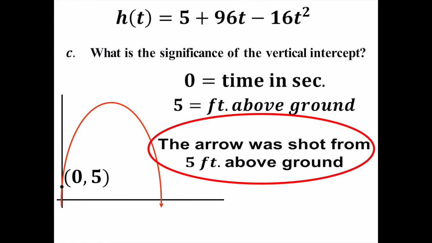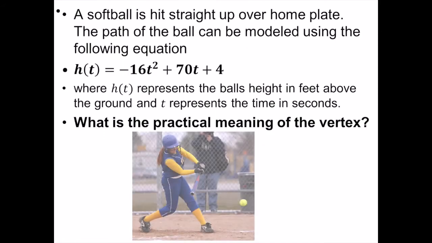All right, we're going to bring in one more real-life example here, and that way we can get a little more practice on it. A softball is hit straight up over home plate. The path of the ball can be modeled using this following equation. H of t represents the height in feet above the ground, and t represents the time in seconds. So that's important. You need to find what the practical meaning is of the vertex.